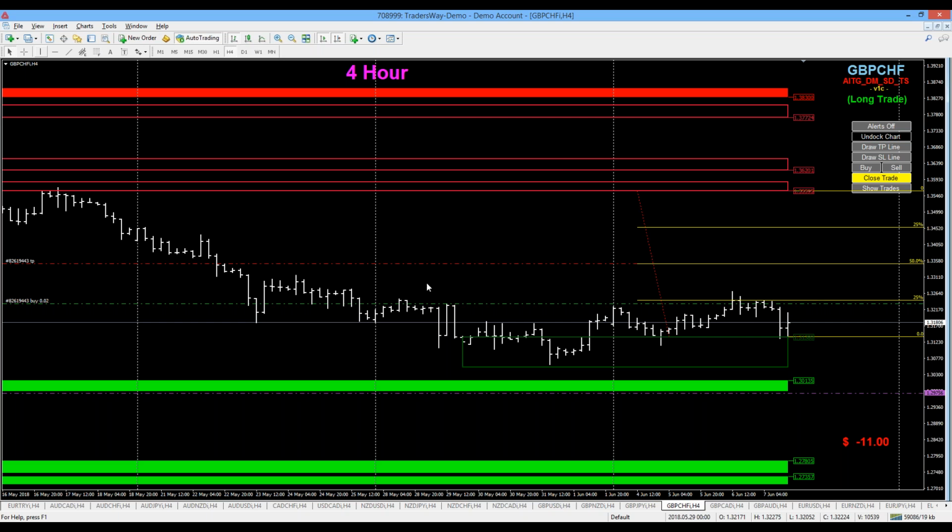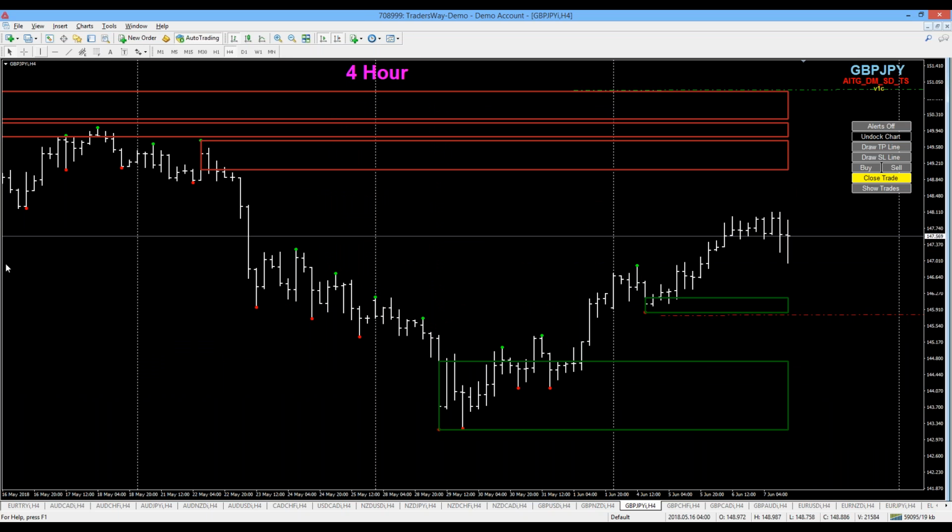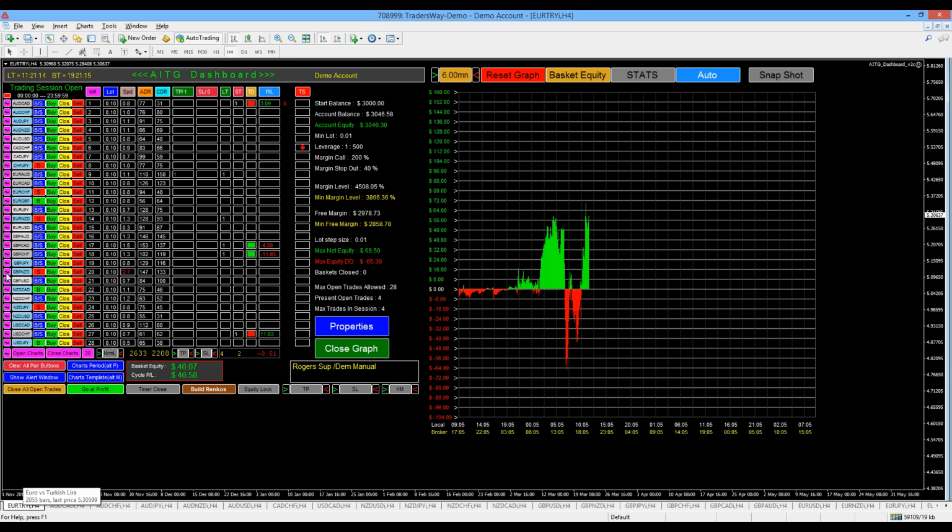So, moving right along, pound Swiss, and now we'll look at the pound yen. Again, we're just waiting for something to happen here, either a break above or a break below those two zones, the buy or sell zones, where the breakout lines are. Pound yen. Now let's go look at the pound NAS.